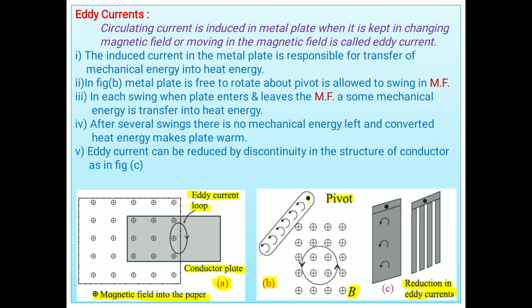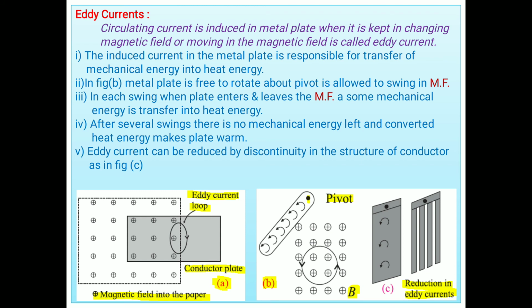Or eddies are created in the air also. They are called cyclones. Similarly, eddies of current or eddies of charges are created in a metal block. These eddies are called eddy currents. They are named after the scientist Foucault, so it is also called the Foucault current. It is not given in your book.